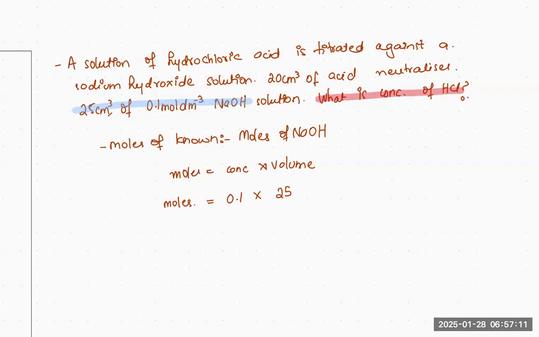So convert your centimeter cube into dm cube. Convert the volume. If you convert the concentration, it's a longer process. So you will divide by 1,000. To convert centimeter cube into dm cube, you simply divide it by 1,000. So now go ahead and can you please calculate for me, Shreya, what would be the moles over here?